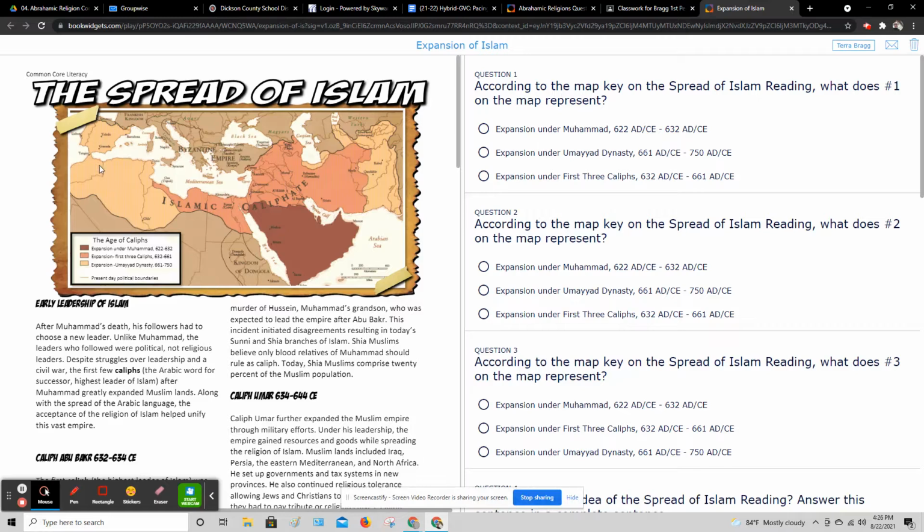And then when we get to this pale color here, like a pale yellow, that is the Umayyad dynasty. Umayyad dynasty. That is from 661 to 750. So they got a lot more of North Africa. They got some more of the Middle East. They even got a lot of modern-day Spain and Portugal.